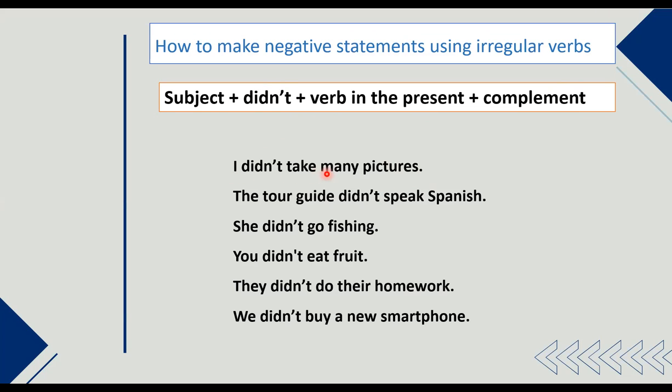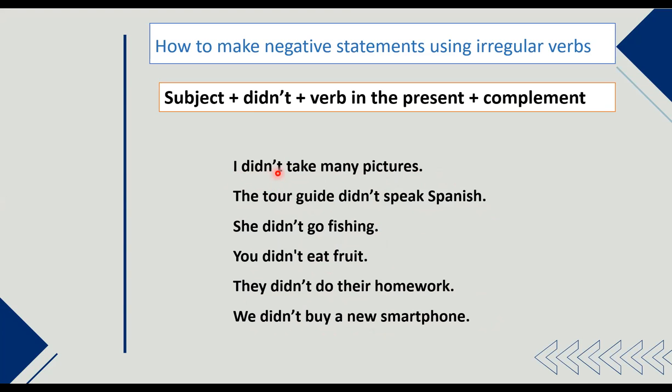I didn't take many pictures. Yo no tomé muchas fotos. The tour guide didn't speak Spanish. She didn't go fishing. You didn't eat fruit. They didn't do their homework. We didn't buy a new smartphone. In this way, we make negative sentences.